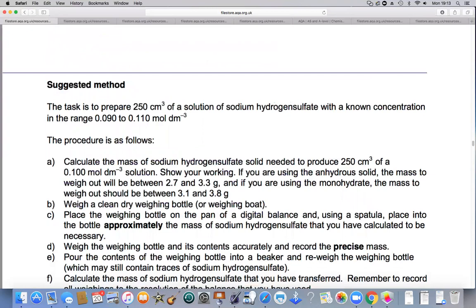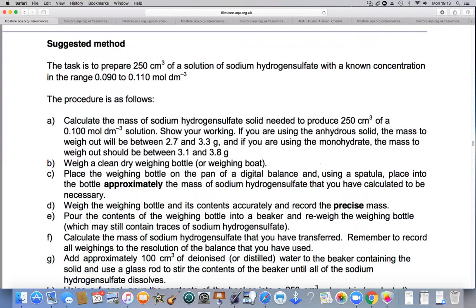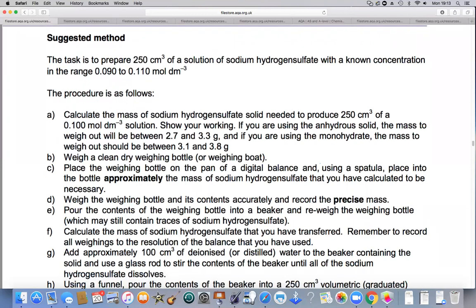This is a fairly standard method. I think it's pretty much a straight lift from the ones that they used before they changed the spec, so it's really quite straightforward. When you're making a standard solution, you are aiming for a particular concentration, but you usually allow a range. That's because if you've got a ballpark idea of the concentration of the solution that you're trying to determine, then you don't need a very, very specific concentration for your standard solution. As long as your standard solution is in a reasonable range, then you can get an acceptable result.